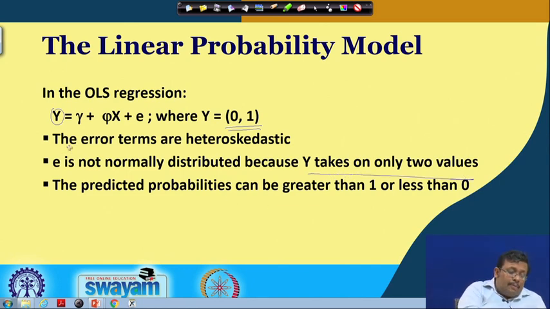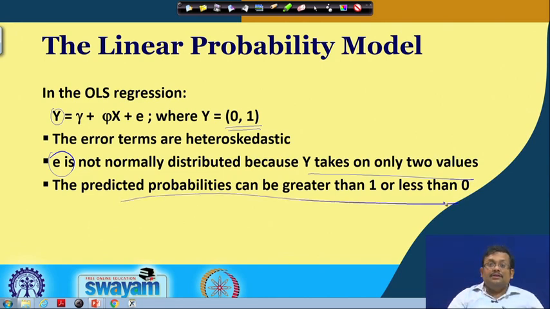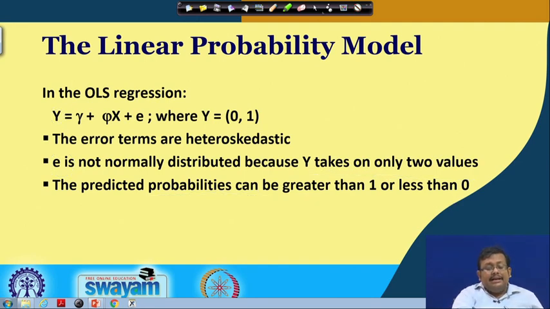But this normal distribution of error is an essential assumption for linear regression. However, in this case we will not get it because we are getting two binary outputs, either 0 or 1. So, the predicted probabilities can be greater than 1 or less than 0. But we know that probabilities always lie between 0 and 1; they cannot be less than 0 or greater than 1.